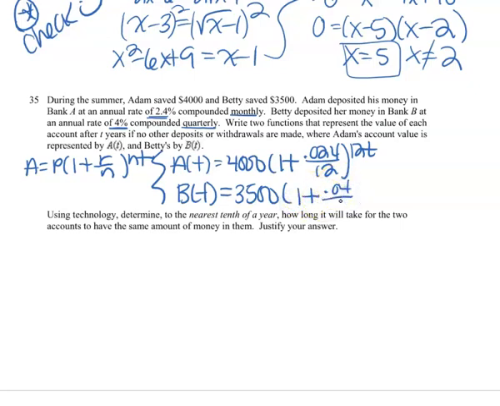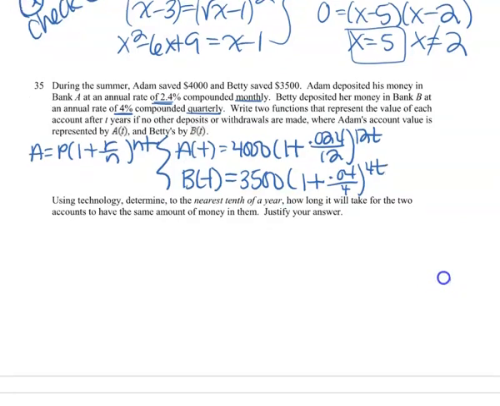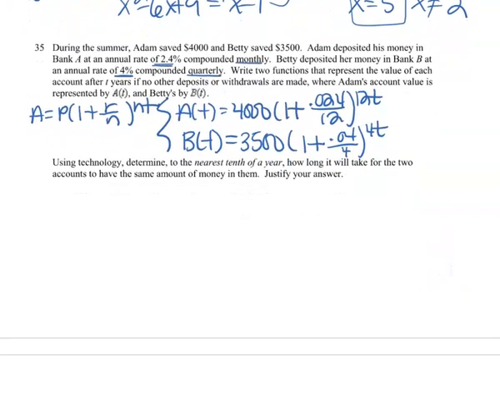0.04 divided by 4 because she was compounded quarterly. Alright, that's it. That's the first part. So knowing my formula and plugging in the values accordingly. Using technology, so that's your calculator, determine to the nearest tenth of a year how long it will take the 2 accounts to have the same amount of money and justify your answer.